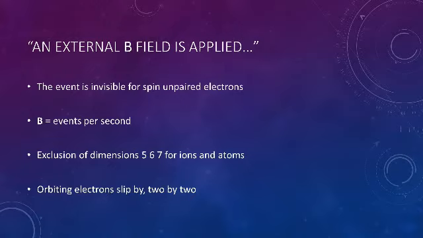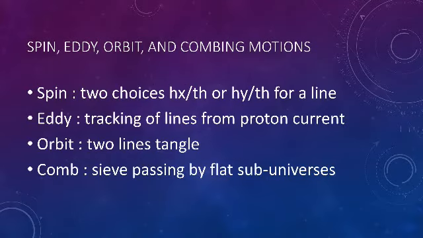And this will be able to gather unpaired lines, but orbiting electrons slip by 2 by 2. So electrons that are bonded with each other are not going to get picked up by the external B field. They will not get gathered into a vortex by it. They will slip by. It's only the unpaired electrons. So that's why I want to define some terminology here. This is 4 words about motion of magnetism: spin, eddy, orbit, and combing motions.